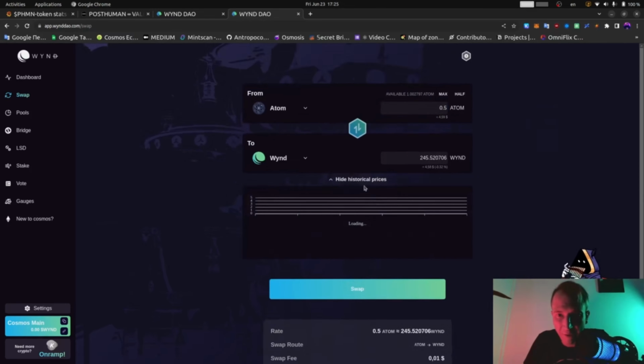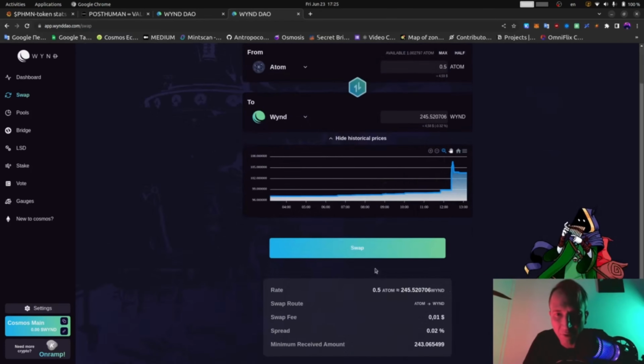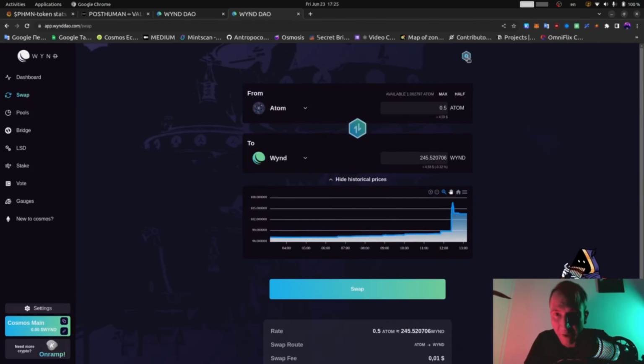Let's look at the historical price. It will load a little bit. We can see that the price now is much bigger. And also we can see how much it is in dollars, but I don't really trust stablecoins. Also you can see the rate of Atom to WYND, how it will be swapped. It will be directly swapped in the Atom WYND pool, with the swap fee, and so on. All the information about the swap you can see here, and you can even change the settings and change your spread tolerance. 3%, 1%, I always use 1%.